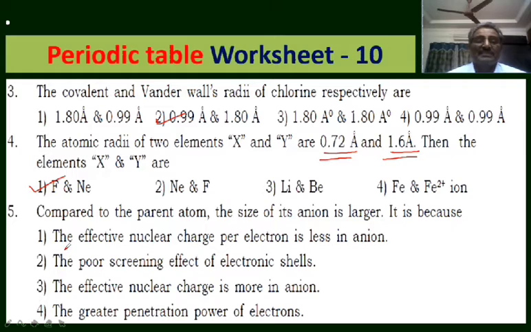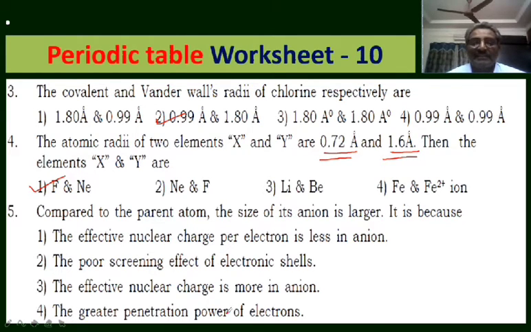So what are the options given here? Effective nuclear charge change per electron is less in anion. The poor screening effect of electronic shells. This is not right. If the number of electrons increases, the screening effect increases. The effective nuclear charge is more in anion. If effective nuclear charge is more, the size decreases, not increases. So the third option is also not the right option.